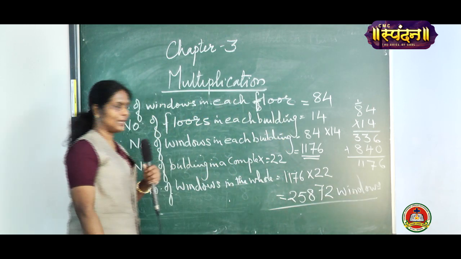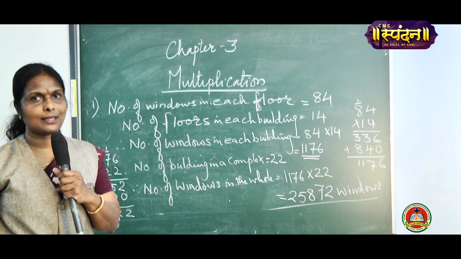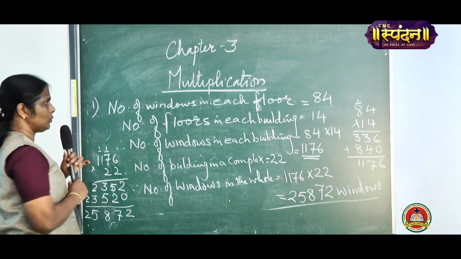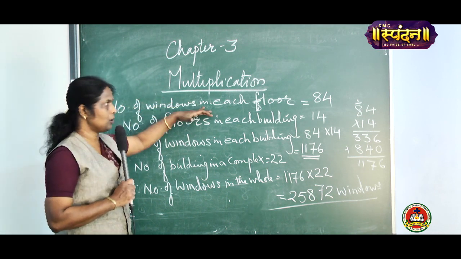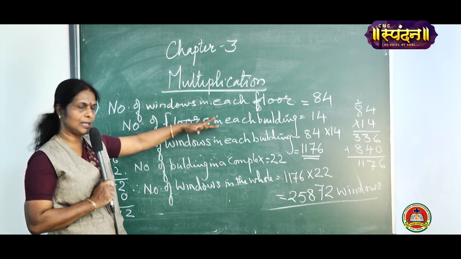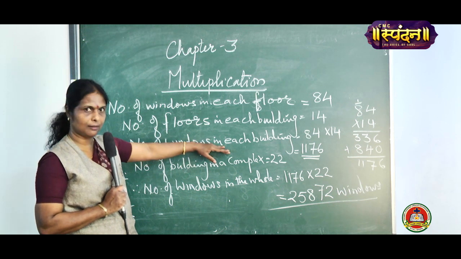So in the whole complex there are about 25,872 windows. We will see one more example. Here, what was given? The number of windows in one floor was given, and the total number of floors in a building was given. We first find out how many windows are there in one building.